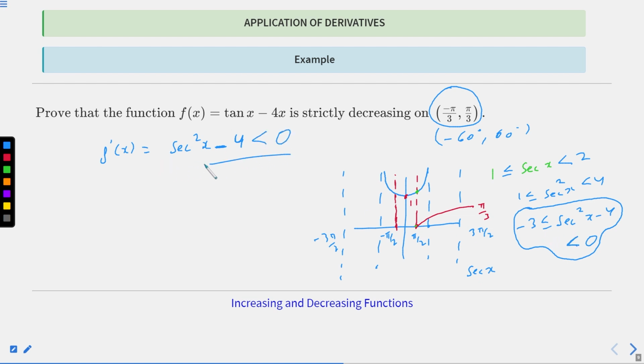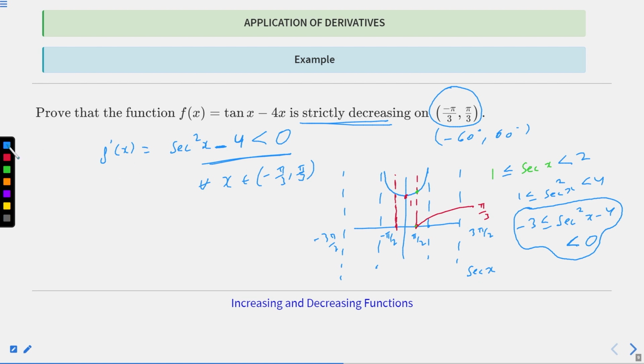Negative means decreasing. Strict negativity means strictly decreasing. So we showed that if the derivative is negative for every x belonging to the interval minus pi by 3 to pi by 3, you will get a negative derivative. Negative derivative means strictly decreasing. Okay, clear? I hope that it is clear to you.